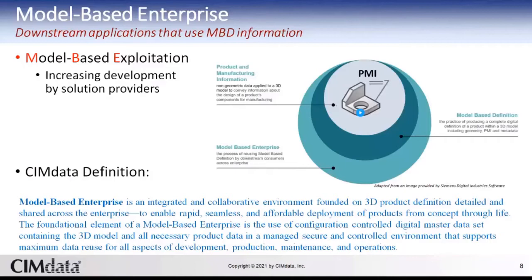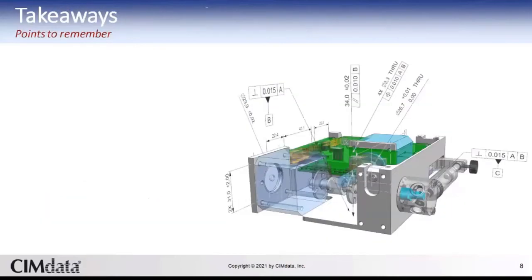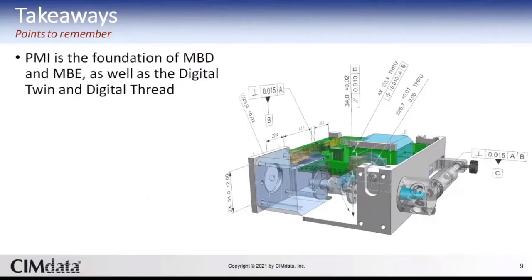I like to tell people that MBE is really model-based exploitation. You are using the PMI and MBD information to do a better manufacturing job, along with other downstream needs. I often warn clients, however, that as improved downstream apps do appear, they may assume PMI and MBD is in place. If you don't have it, you will not be able to take advantage of the newer apps.